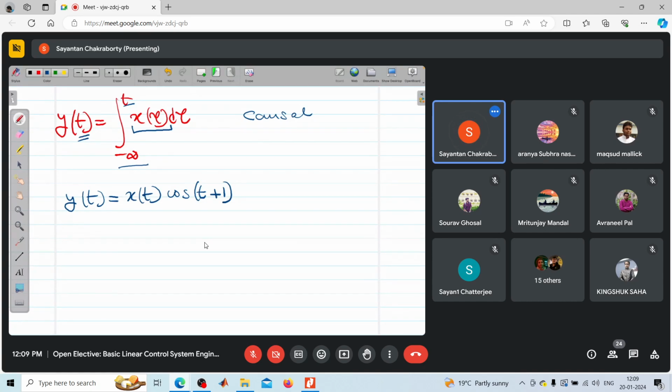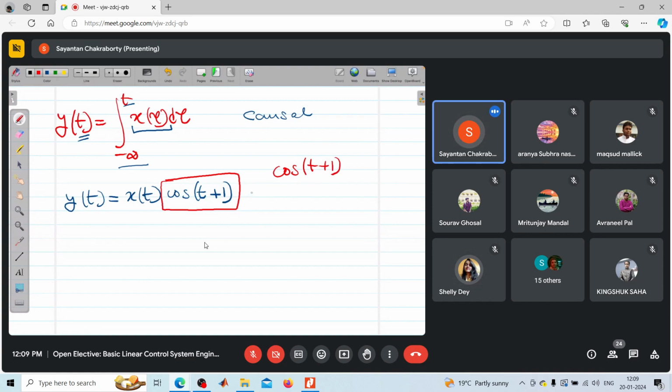Causal or non-causal? So it's a non-causal system. Why? Because the input depends on the future inputs, that is t plus 1. What is this function? This is cosine of t plus 1.